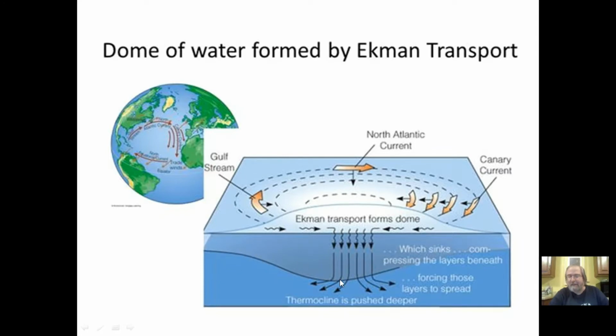I say thermocline, pycnocline. Right? So you get the downwelling that sinks, compressing the layers beneath, forcing those layers to spread. So there's your divergence there, right? So convergence here, divergence there. It's sort of like the flip of the atmosphere where you had the divergence at the bottom and the convergence at the top, with the top being the surface, the air-water interface. So that's what's being indicated here.